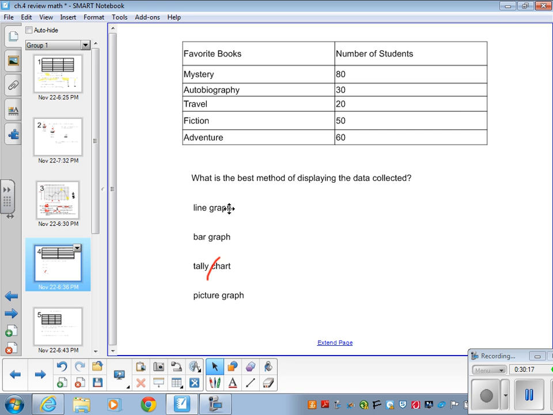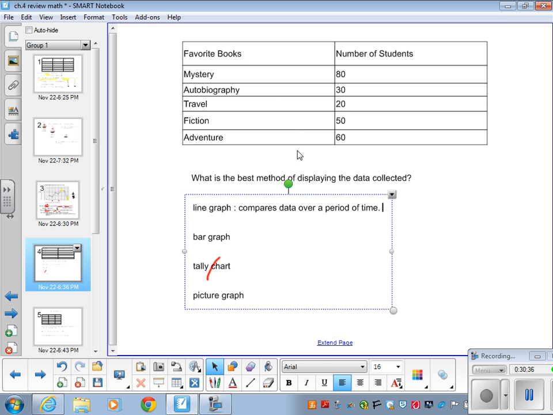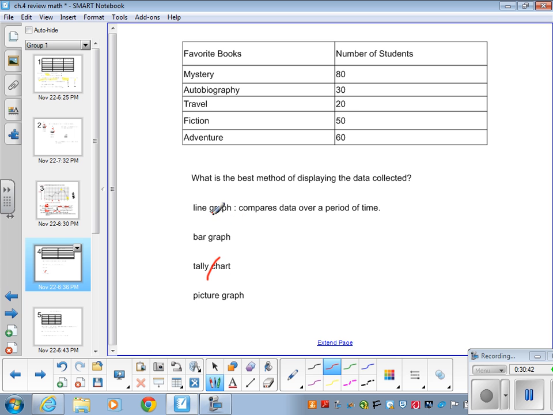Now I have 3 down. I'm going to write what I know about a line graph. I remember today we said that a line graph compares data over a period of time. Well, I don't see any period of time. All I see are favorite books and numbers of kids. So I guess that's not one of my answers either.